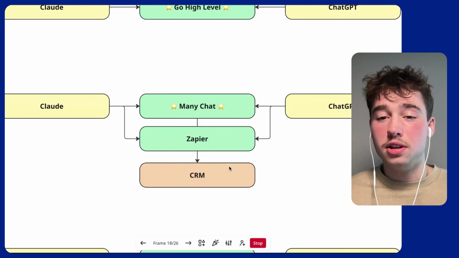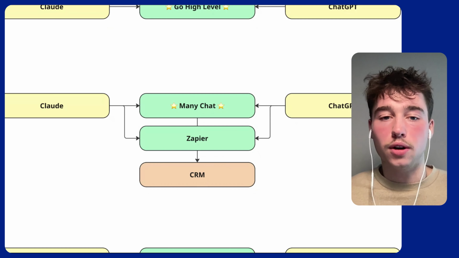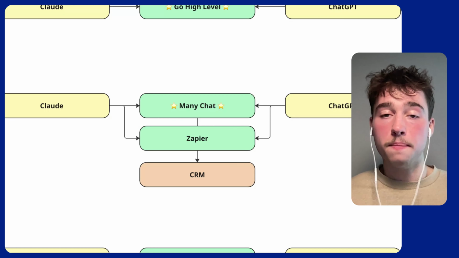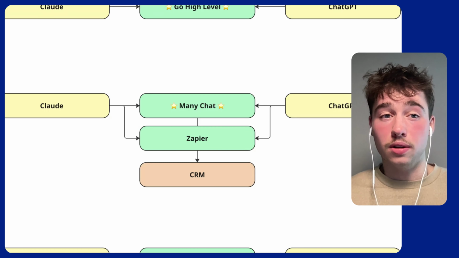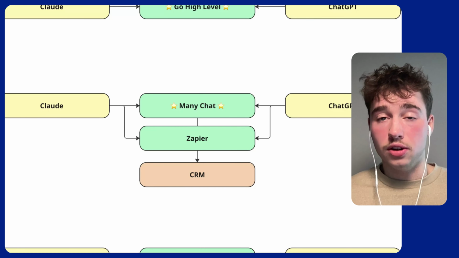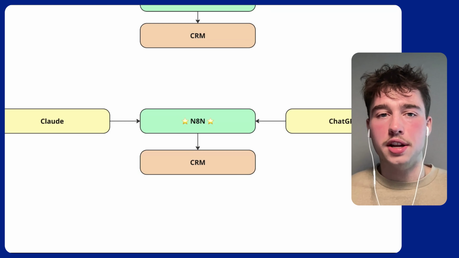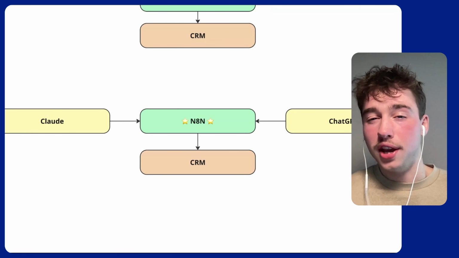If you wanted to, you could use a more complex system if you don't have Go High Level, like ManyChat or Zapier to kind of pull it all into your CRM. This is a lot more complex. It's going to take you a lot longer to set up, but this works as well if you don't have Go High Level. And then you could also use N8N. This is a more wide range automation platform that can just connect directly to your CRM, and you can build the agent in here as well.